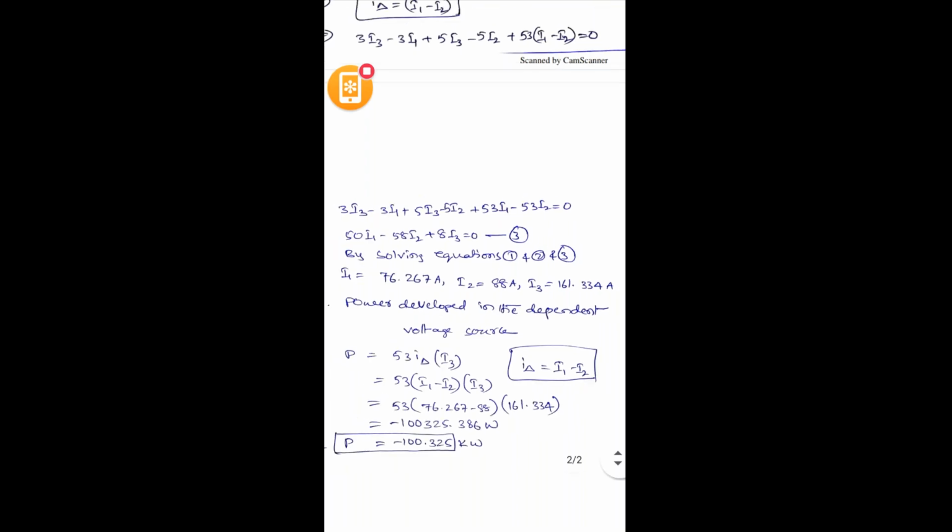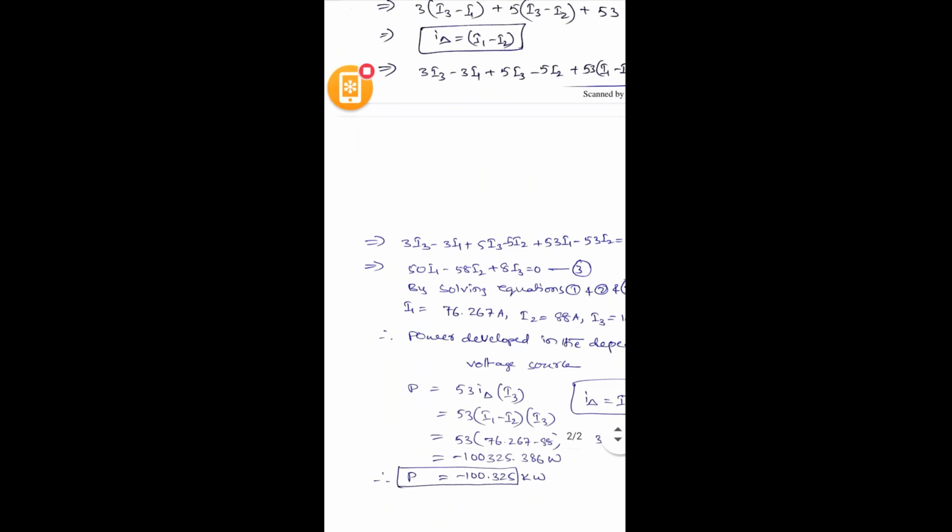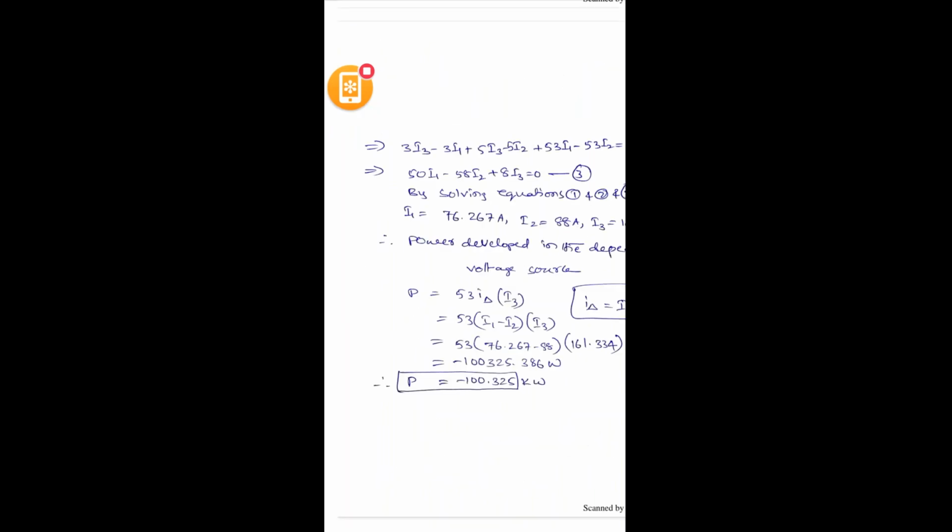Finally the value becomes minus 100.325 kilowatts. So from this problem, to find the power developed in the voltage controlled current source, the power is minus 100.325 kilowatts.